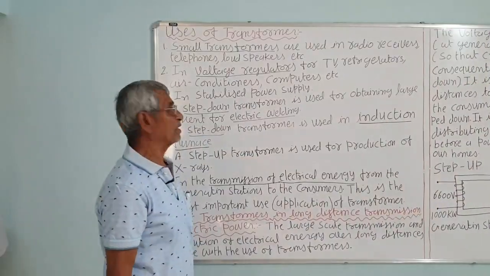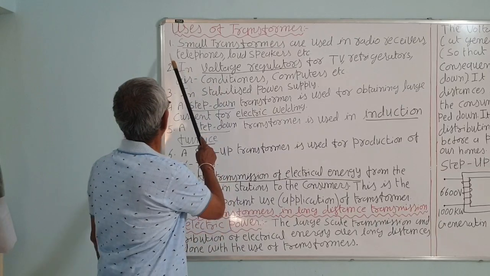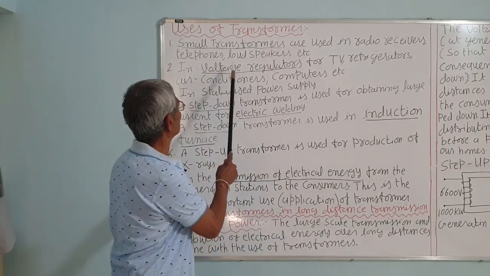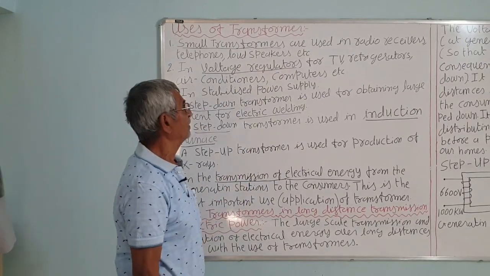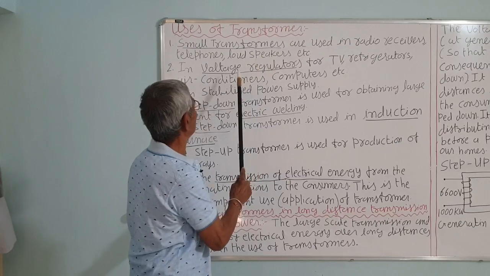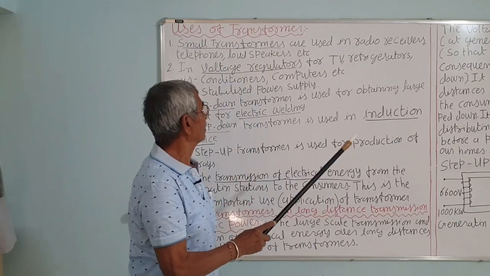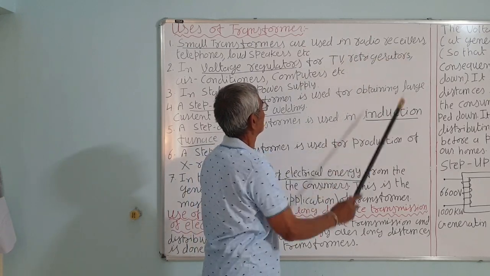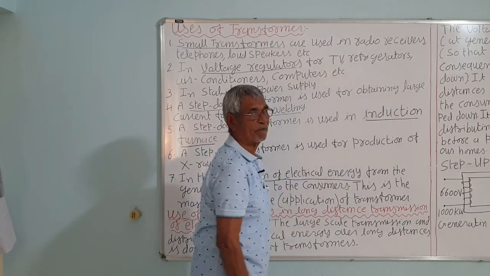Uses of transformer. Number 1. The small transformers are used in radio receivers, telephones, loudspeakers, etc. In a loudspeaker, there is a transformer at the output. In a telephone, there are two, at the receiver and the transmitter. And the radio receiver, that is, TV and the refrigerator.